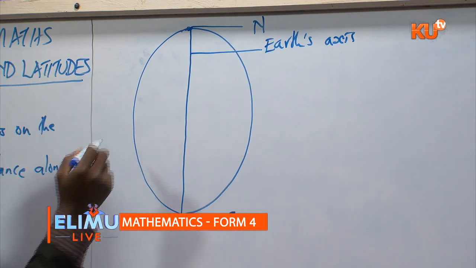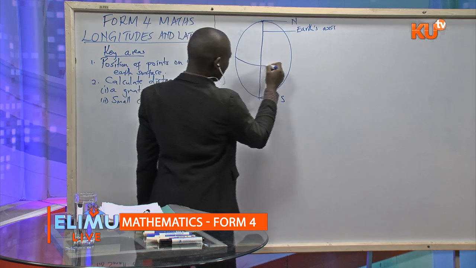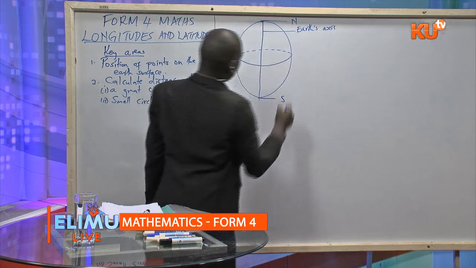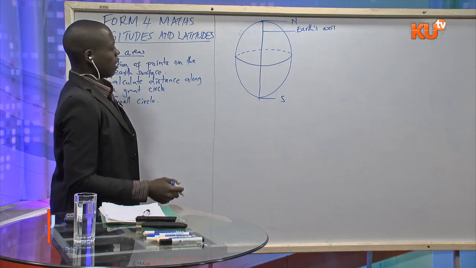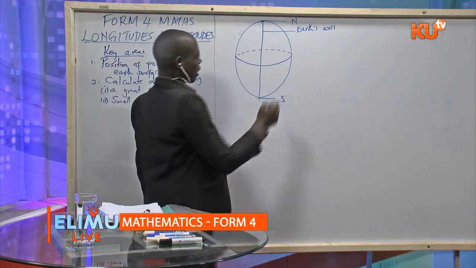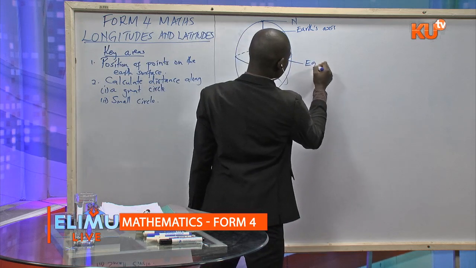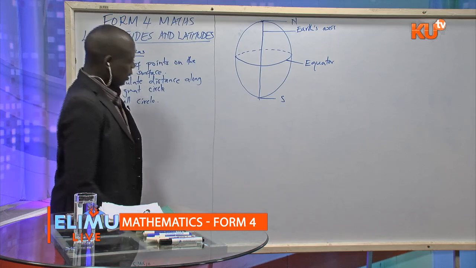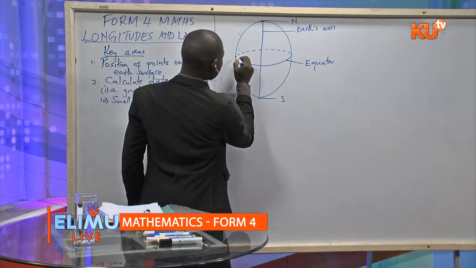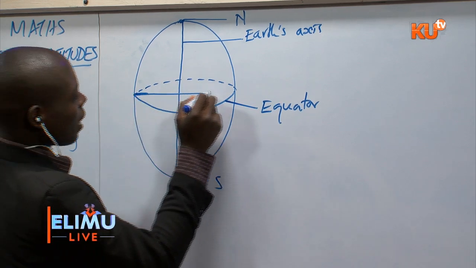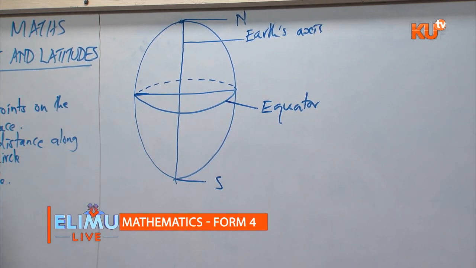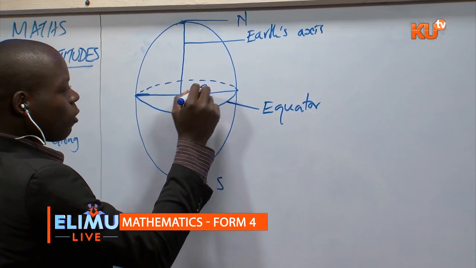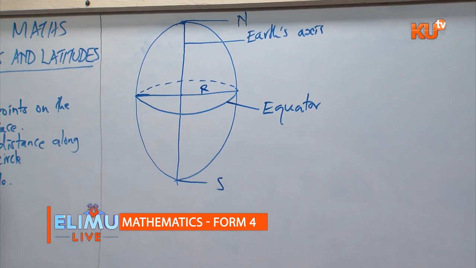And then at the center, there is a circle. This is the circle that is greater than all other circles, and this circle is called the equator. The equator being a circle, then we definitely must be able to see the diameter. That is the diameter of the equator. And so from this point to this point, we get what we call the radius.